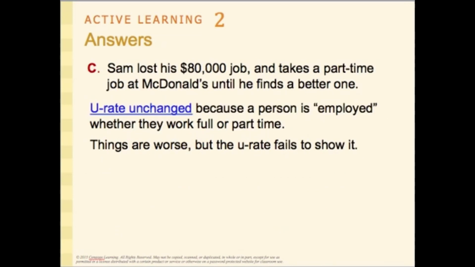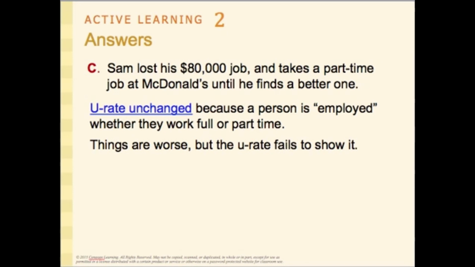Let's look at the third example, Sam, part C. Sam lost his $80,000 a year job and takes a part-time job at McDonald's until he finds a better one. The unemployment rate is unchanged because a person is, quote unquote, employed whether they work full time or part time. They're in the labor force and they have a job. However, things are much worse for Sam. He had an $80,000 job. Now he's working part time at McDonald's. So the unemployment rate fails to show what's really going on here.